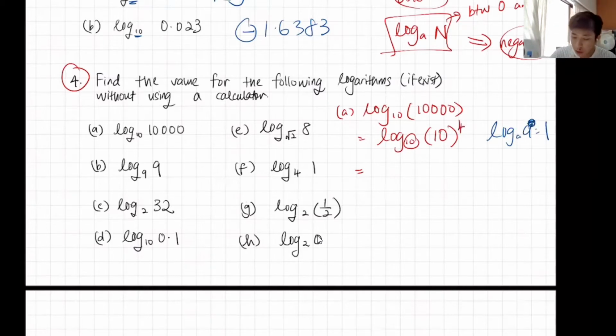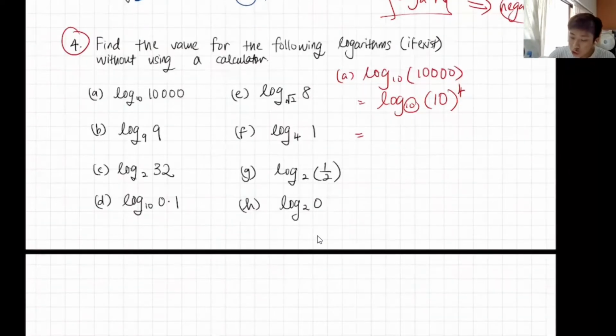Try to think from the theorem that you learned. So you must remove this. How do you remove it? Use law of logarithm 3. Throw this 4 in front. Why can I throw the 4 in front? Because it belongs to one thing, and it belongs to 10. So I throw it in front.